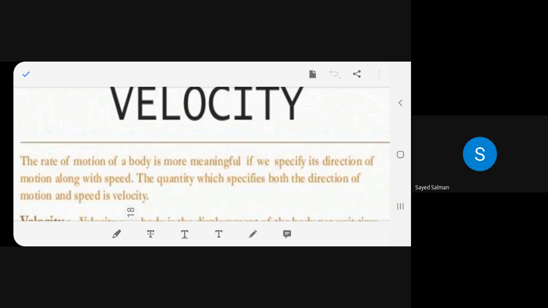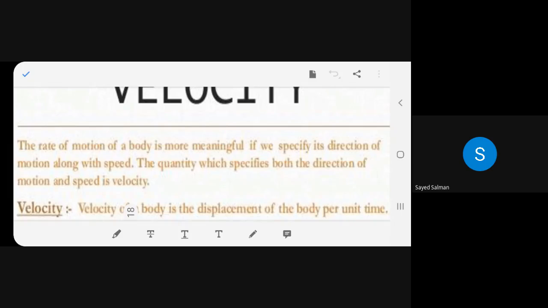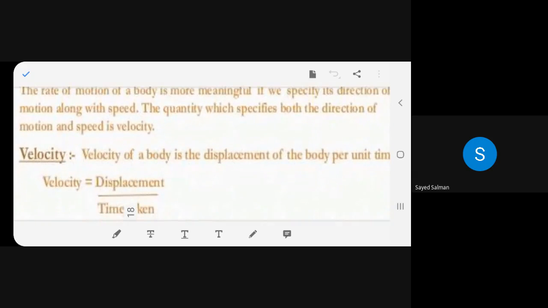So what sort of quantity is it? It is a vector quantity. Velocity is a vector quantity because direction is also involved. It has got magnitude as well as direction. It's got a number as well as direction. So velocity is a vector quantity.